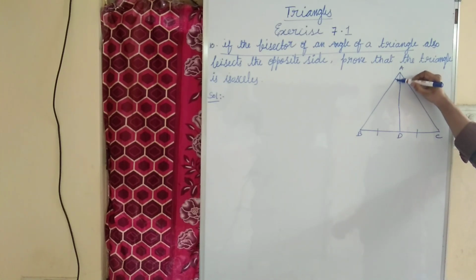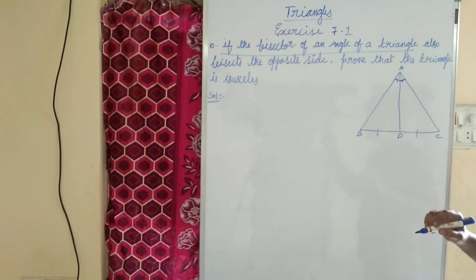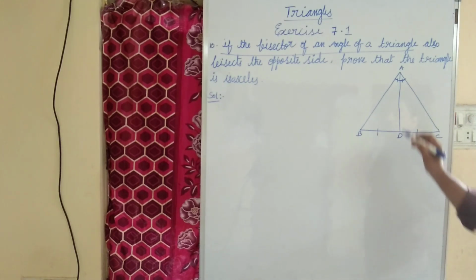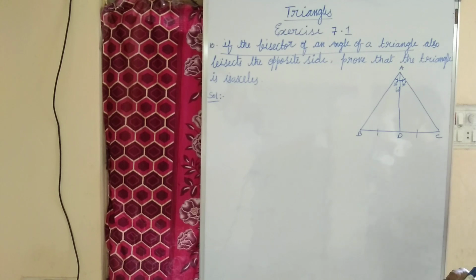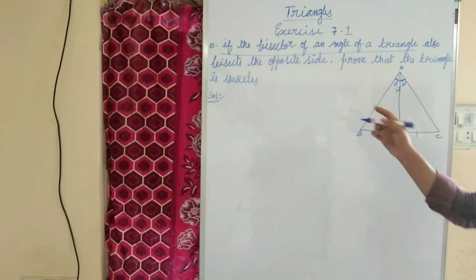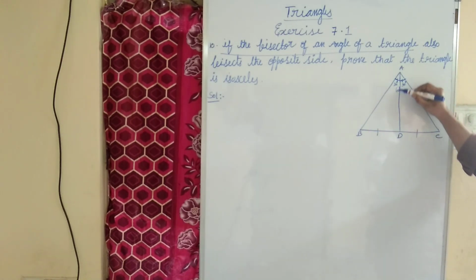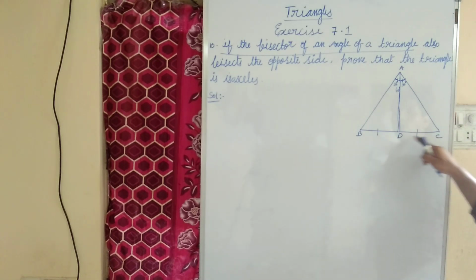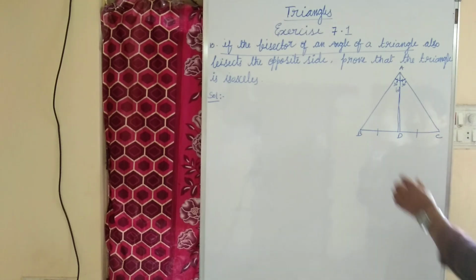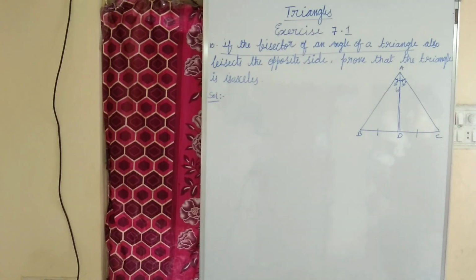Bisect means it divides the given angle A into exactly two parts. Suppose angle A equal to 60 degrees, then this part will be 30 degrees and this part will be 30 degrees. AD is the bisector of angle A, and it divides the opposite side BC into two equal parts, that is BD equal to DC. Now we need to prove that the triangle is an isosceles triangle. I mean we have to prove that AB equal to AC.